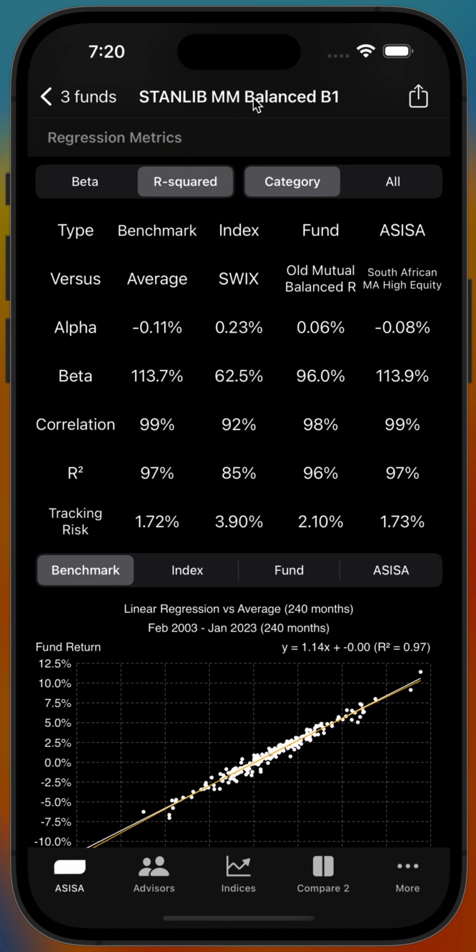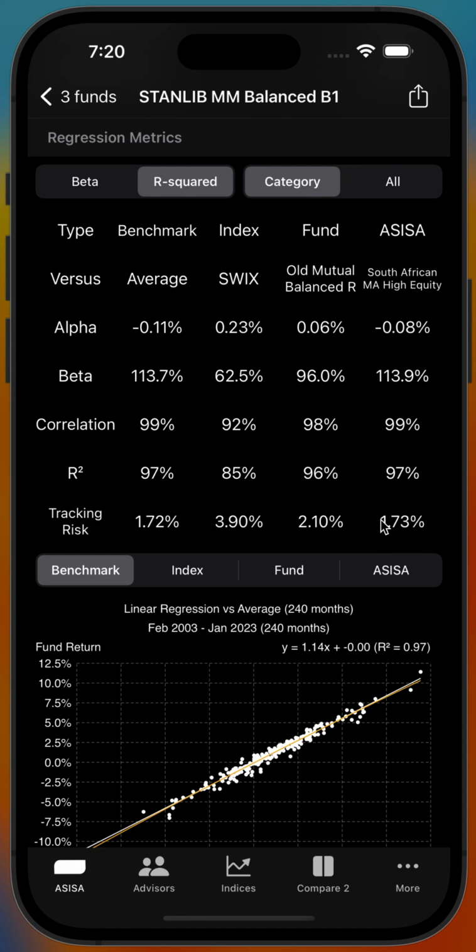Because this fund is a balanced fund, it's not invested 100% in the SWIX, so it's got a fairly high tracking risk. What about the Old Mutual Balanced Fund? That's the best matching fund. If you had to compare two funds over that 20-year period, now 20 years is a long time, that would be the best matching fund.